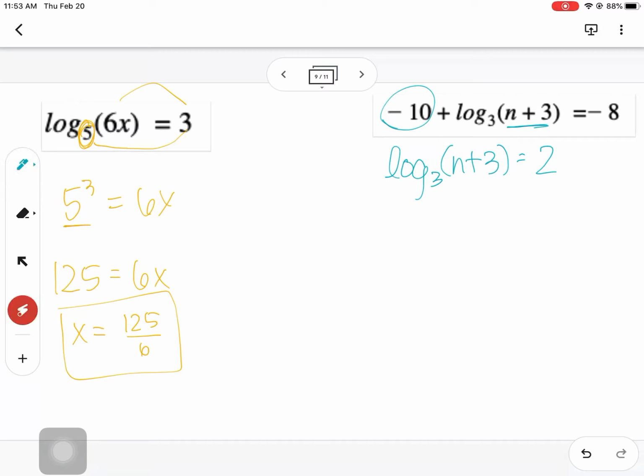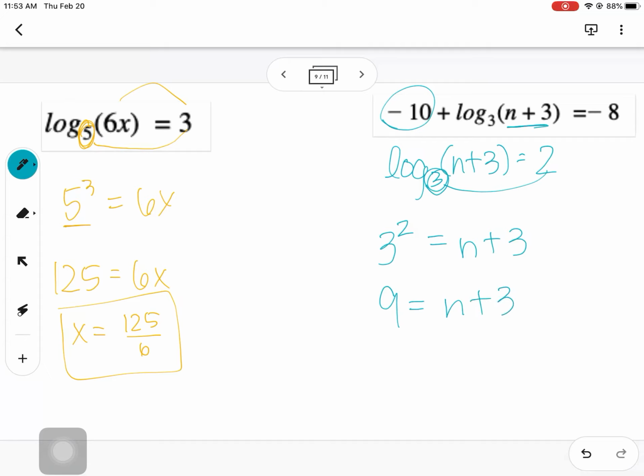Now that this is a log equals a number, I'm going to be able to rewrite it. Your base of your log is the base of your exponent. So it's 3 to the second equals n plus 3. And then we're going to evaluate that number. 3 squared is 9. And to solve that linear equation, you just subtract the 3 and you get n equals 6. Again, do check it. So if I plug 6 in for the variable, n plus 3, or 6 plus 3 is a positive, and we're done.